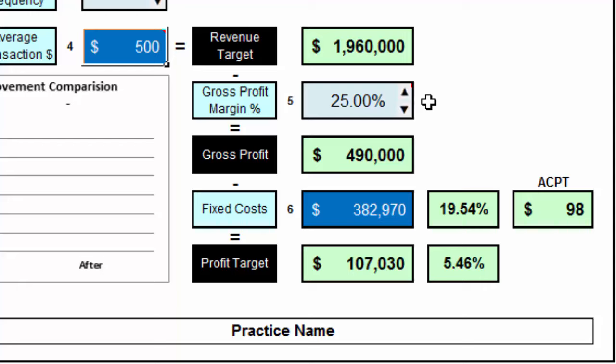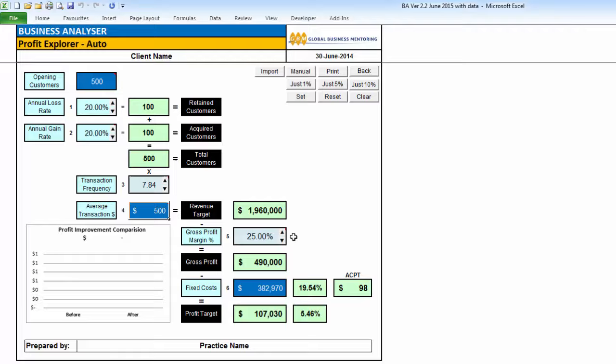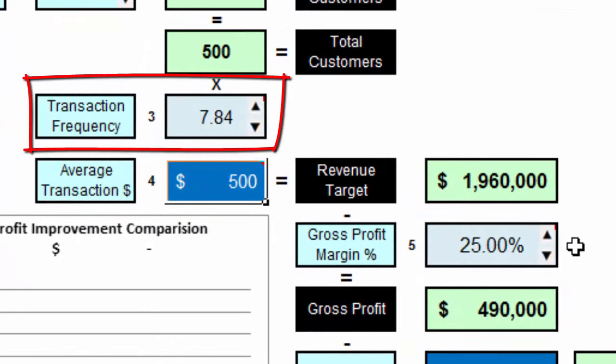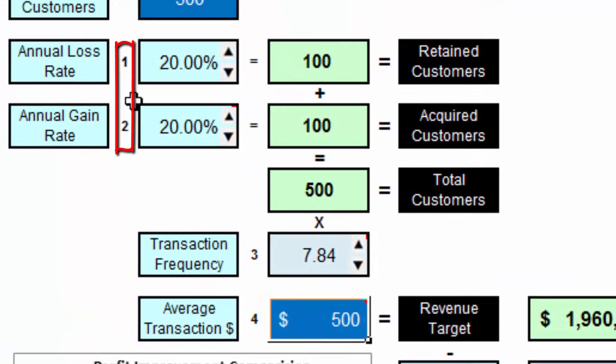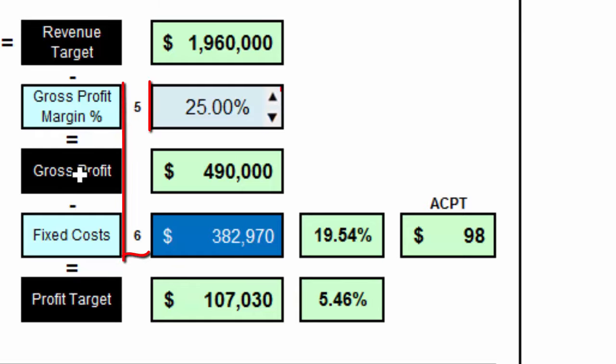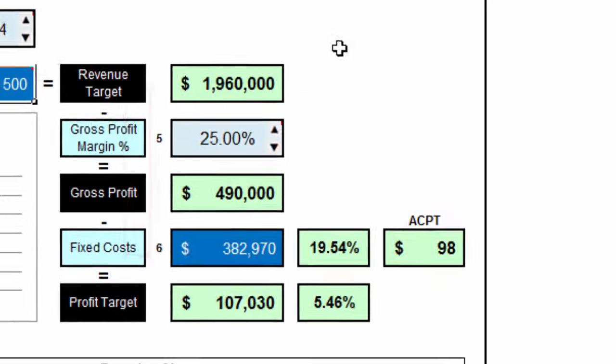All other costs are either in the cost of materials, and together with the fixed costs, that is the total cost for this business. The model determines the transaction frequency number by taking the revenue number and dividing it by the number of customers, and then dividing that by the average transaction value. There are 6 drivers of profitability in a business, and this has been highlighted with the numbers beside the cells, which have got a 1, 2, 3, 4, 5, and 6. And they're the 6 drivers that we'll focus on.